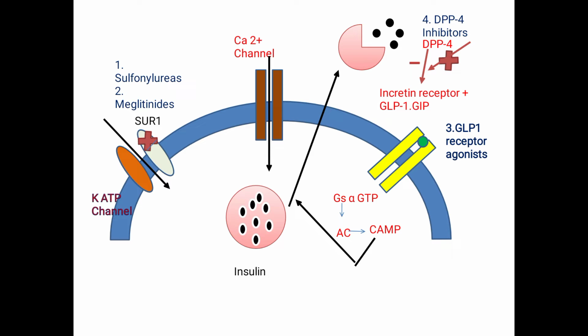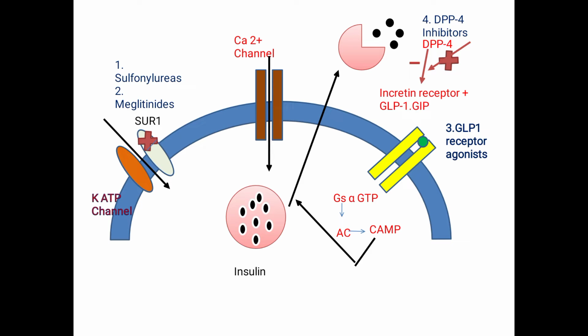So let us move into the chapter. Now you can see this is the beta cell. On top of the beta cell we have a channel called the potassium ATP channel, that is the potassium sensitive ATP channel. We have a calcium channel. We also have an incretin receptor. So let us move to the first category, that is the sulfonylureas.